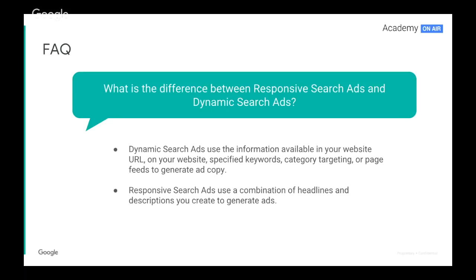So moving on to the more frequently asked questions. What is the difference between a responsive search ad and a dynamic search ad? Dynamic search ads use the information available in your website URL, on your website, specified keywords, category targeting, or page feeds to generate the ad copy, whereas responsive search ads use a combination of headlines and descriptions that you have generated.